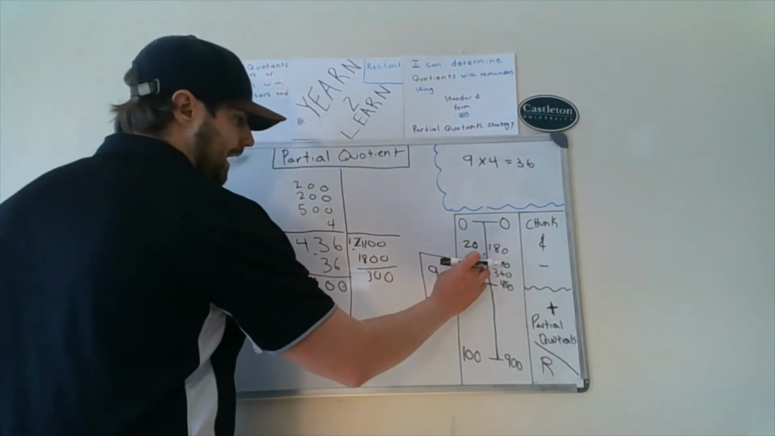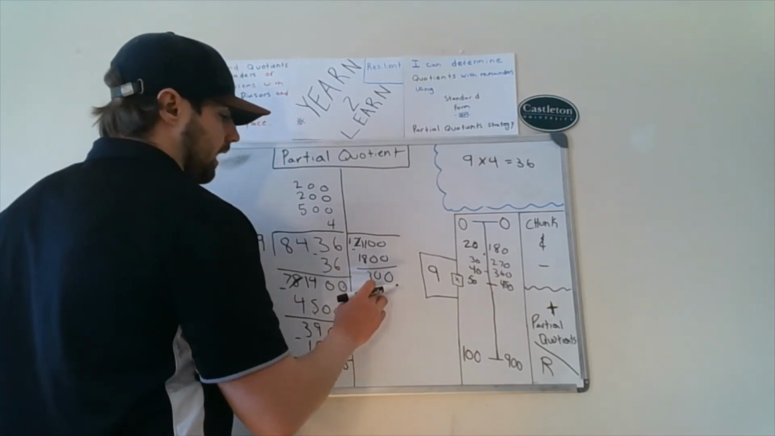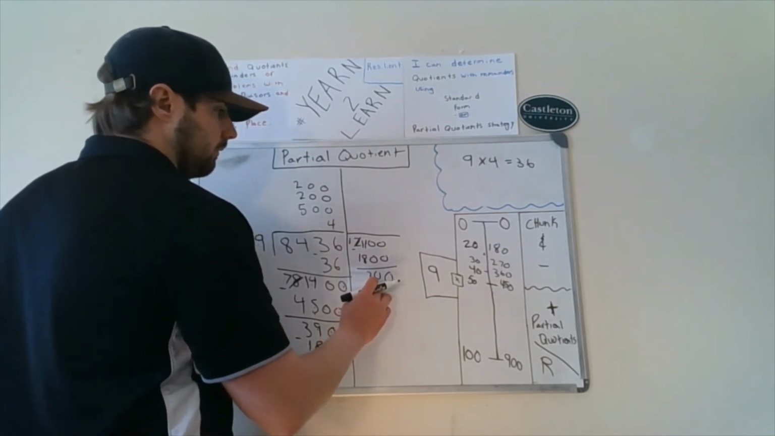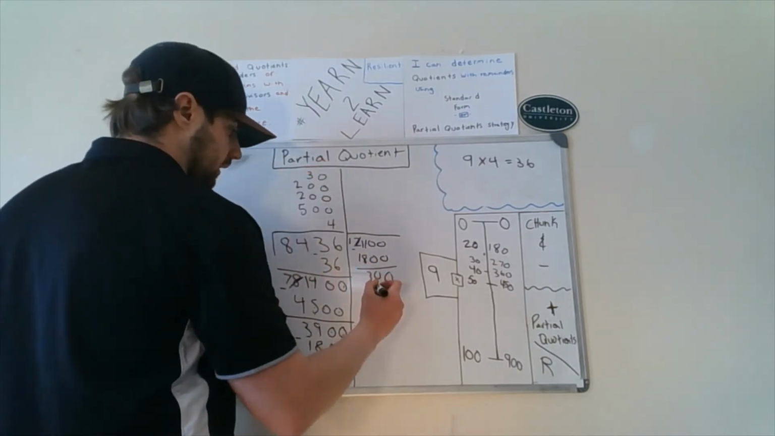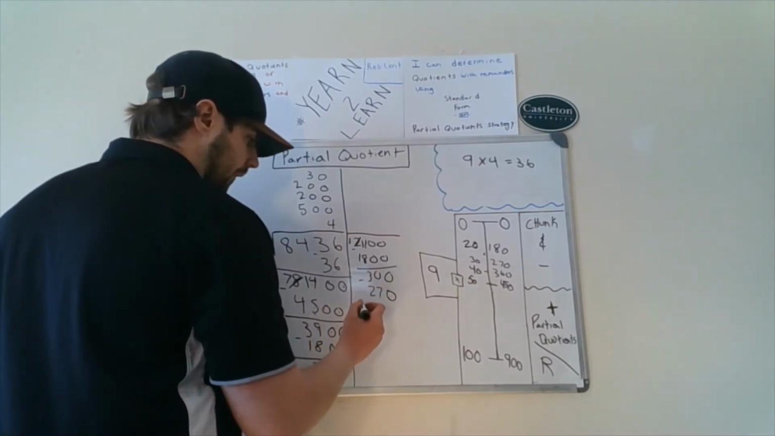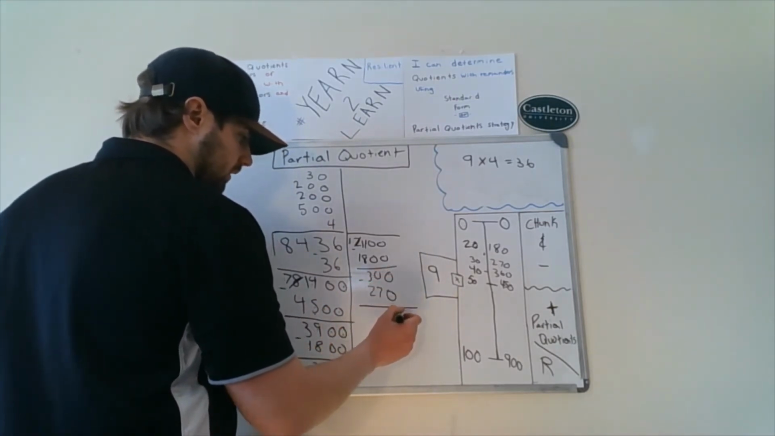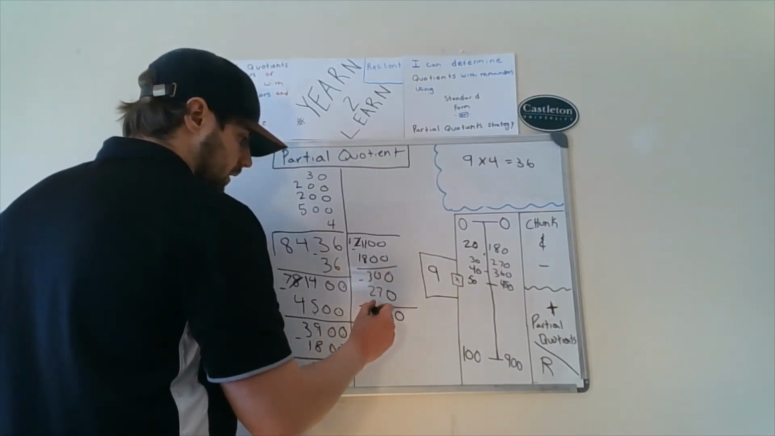So, I can chunk out 30. That's going to give me 270. That's going to make it a lot smaller. So, let's chunk out that 30. 9 times 30 is going to give me 270. I chunk it out. 0 minus 0 is 0. 7 minus 0 is 0. 2 minus 3 is going to give me what, guys?